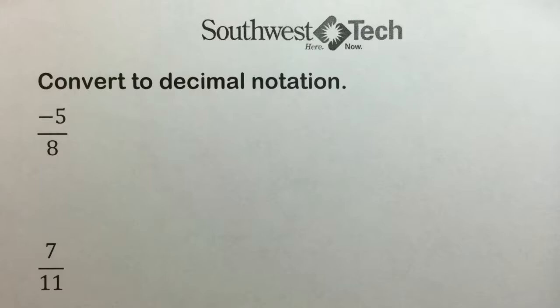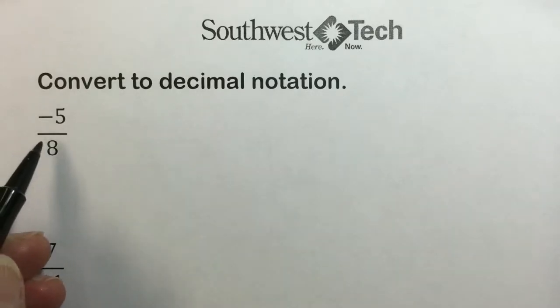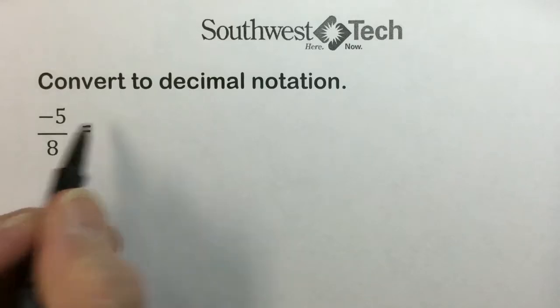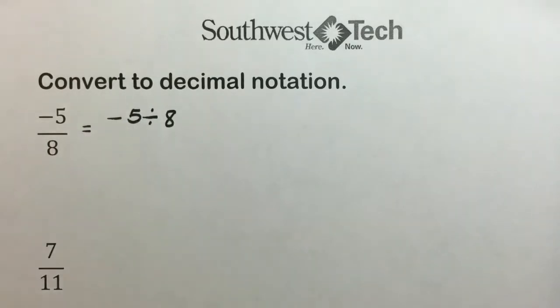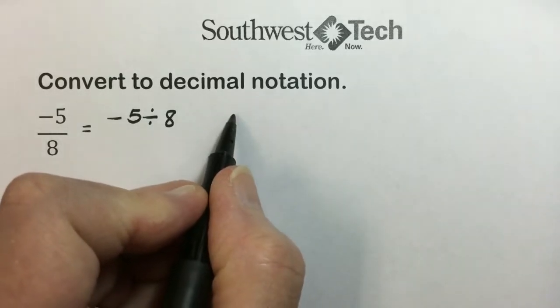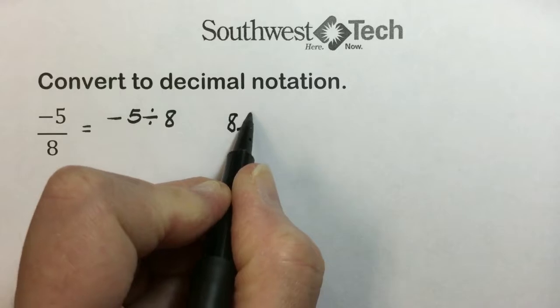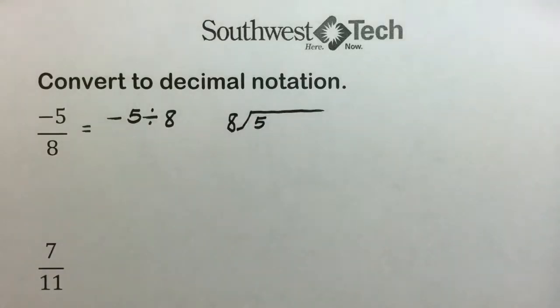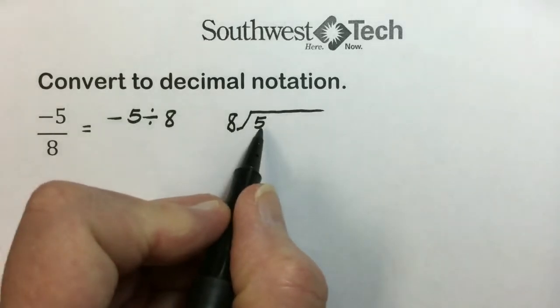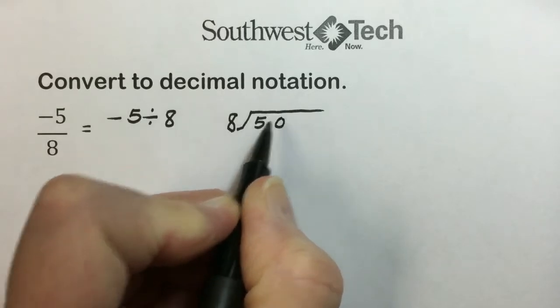Convert to decimal notation. Since -5/8 means -5 divided by 8, we divide. And temporarily, I'm going to ignore the negative sign and take 8 into 5. Well, it doesn't go in, so we'll put a decimal.